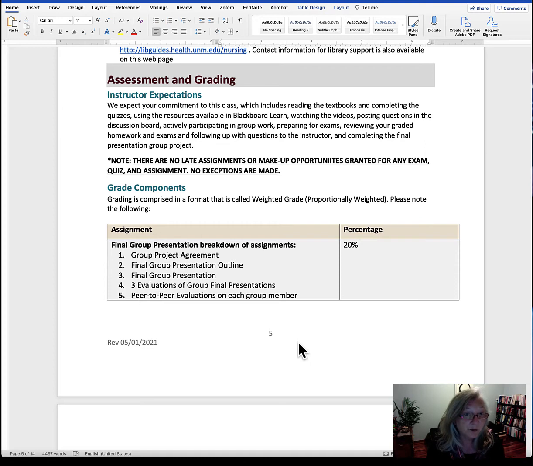Ideally, I would like you to be kind to your group members. Treat them as you would want them to be treated, but you need to be honest. One of the things the evaluations do is they help you learn how to be a better team member. They tell your teammates what they did well and areas where they can improve. But you can do that with kindness.